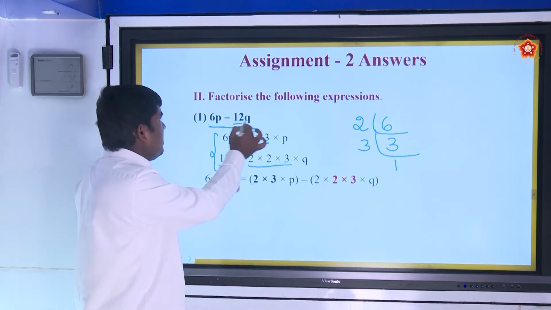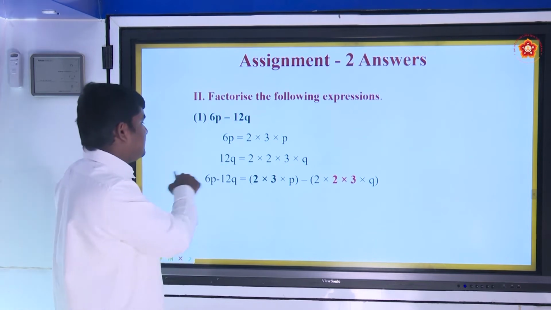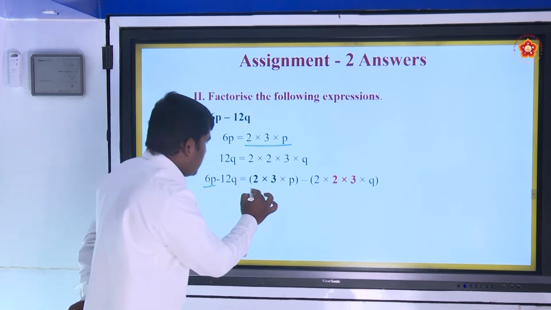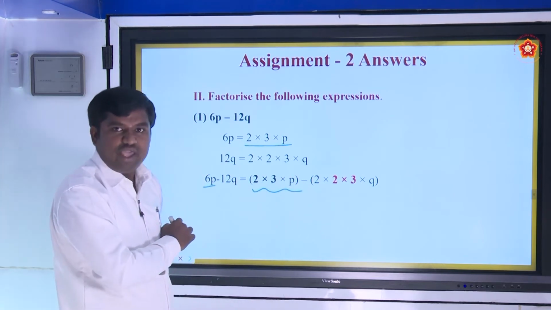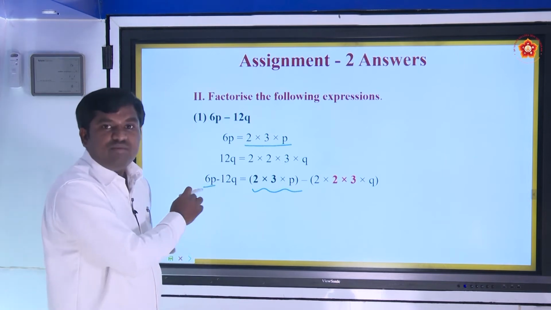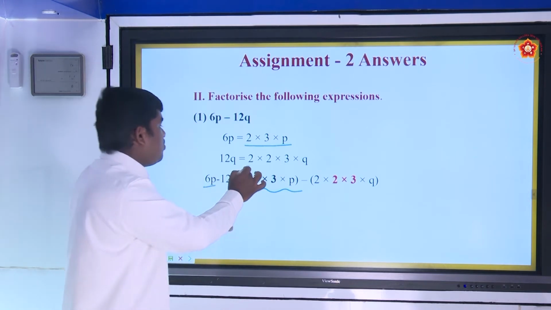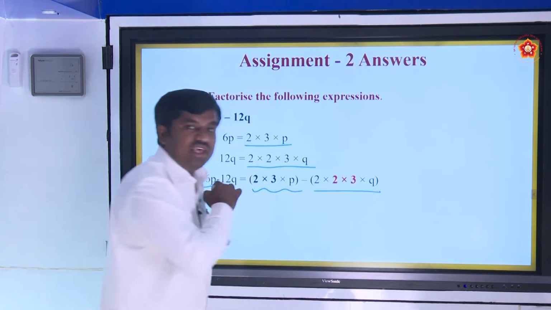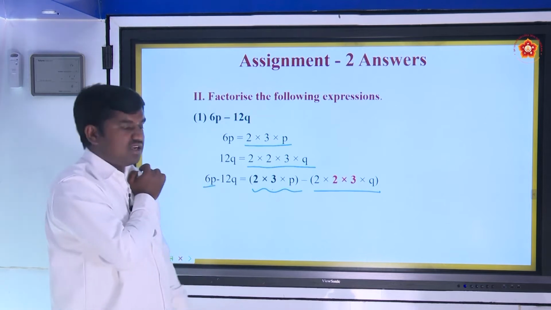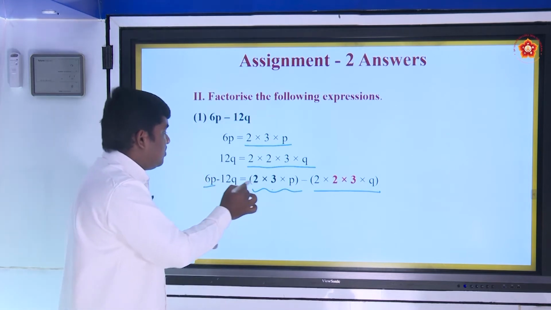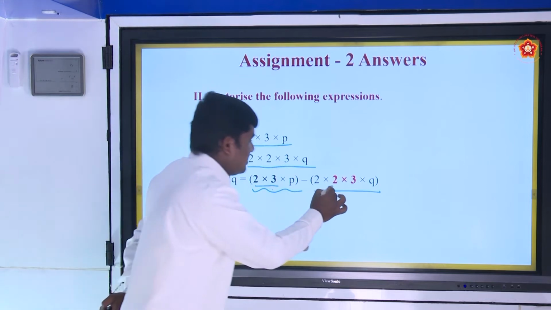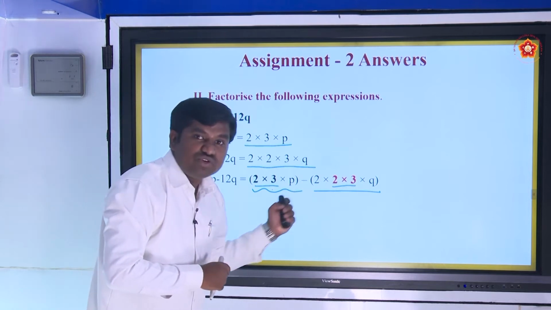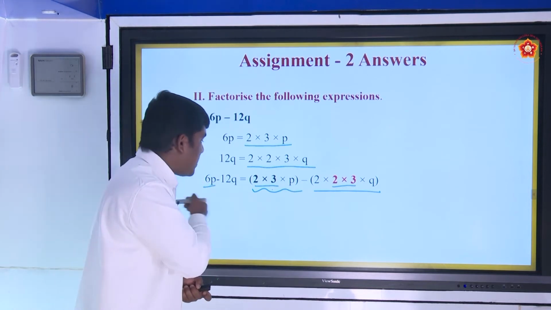Next, see, 6p minus 12q. Observe this. 6p means 2 into 3 into p. Here I wrote 2 into 3 into p. Minus is there. Next, 12q. 12q means 2 into 2 into 3 into q. Then observe these factors of the terms. 2 and 3 are the same in both. Means 2 into 3 is common for these 2 terms. So we can take the common factor.